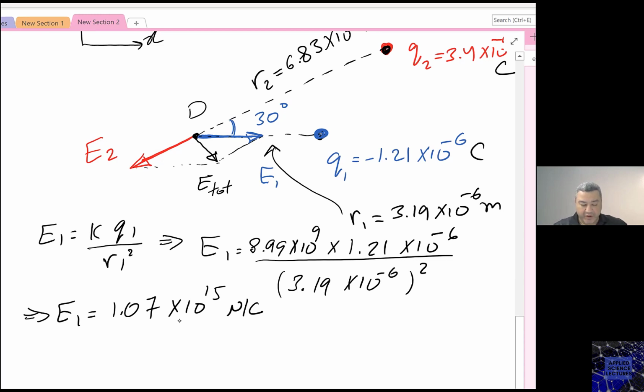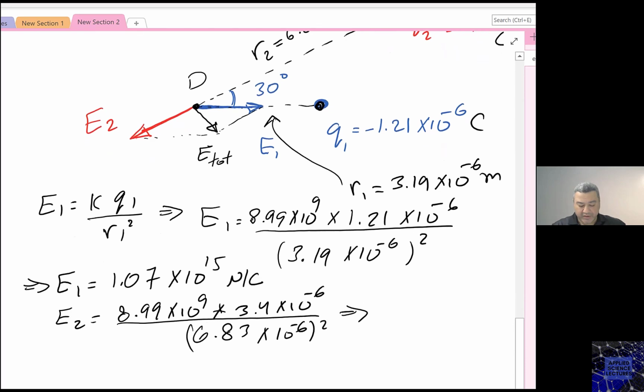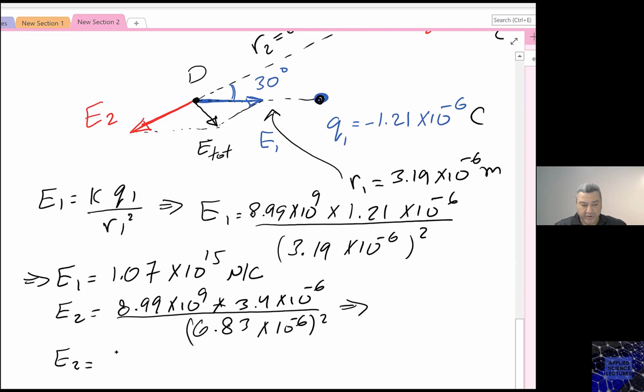And then for E2, again, 8.99 10 to the power 9 times 3.4 10 to the power minus 6 divided by the distance, which is 6.83 10 to the power minus 6, squared, and then I have E2 equals 6.56 10 to the power 14 Newton per Coulomb. So this is the magnitude of the electric field for E1 and E2.